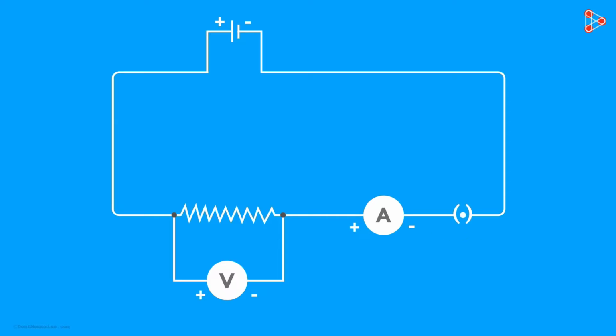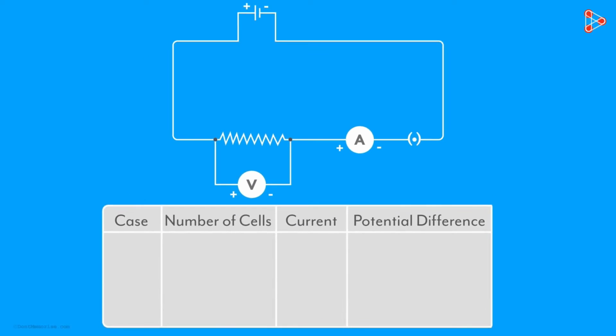We close the plug key and note down a few readings. We need to note down the reading in the ammeter and the reading in the voltmeter. Let the current and the potential difference be I1 and V1 respectively.